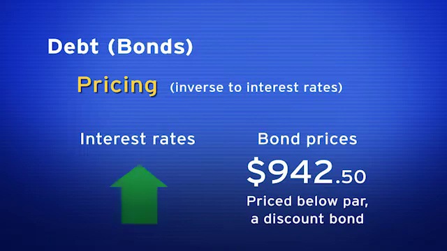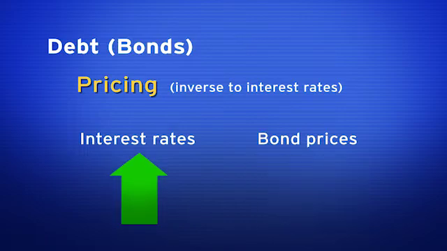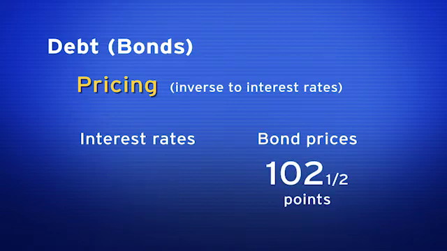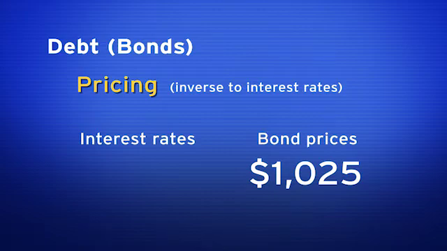So interest rates have gone up since the bond was issued, and the price has gone down. What if a bond instead is priced at 102 1/2 points? I want to turn that into a dollar amount. First thing I do is turn the fraction to a decimal. 1 divided by 2 is 0.5. So 102.5, each point's worth $10, multiply times 10, 1,025 would be the dollar price of that bond.